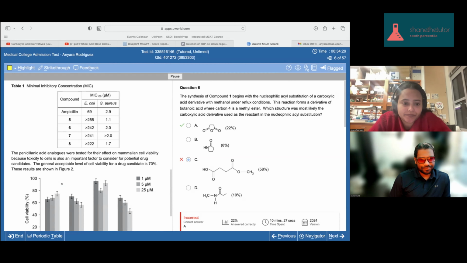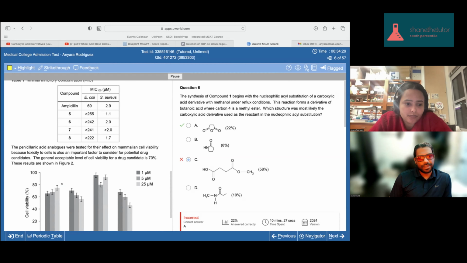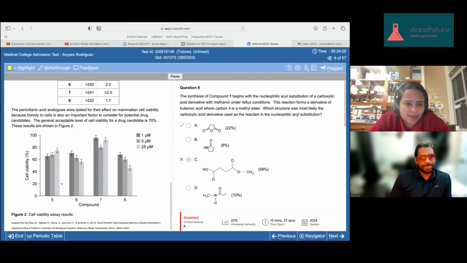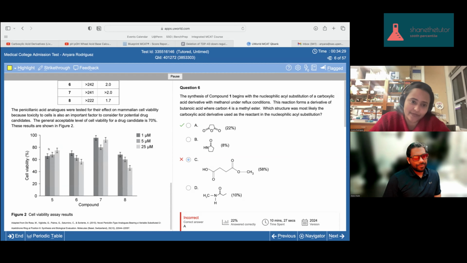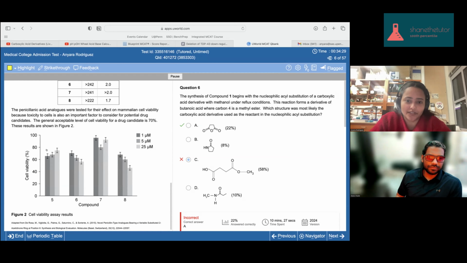But okay, you can continue. The penicillinic acid analogs were tested for their effect on mammalian cell viability because toxicity to cells is also an important factor to consider for potential drug candidates. The general acceptable level of cell viability for a drug candidate is 70%. These results are shown in figure 2. So you don't want to kill all your cells when you use this.